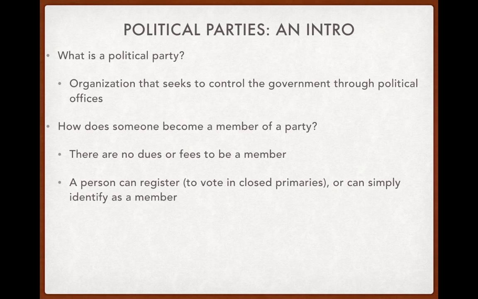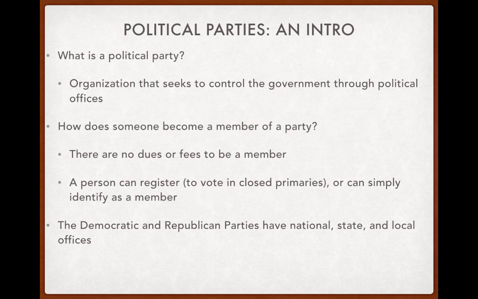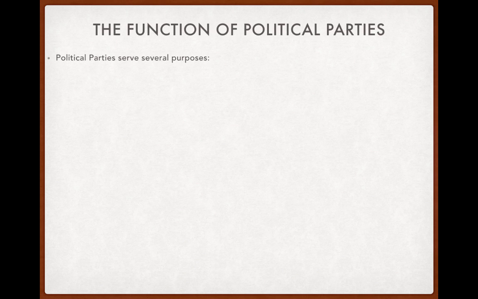Or you could simply identify as a member. If I want to say I'm a Republican, I'm a Republican. If I want to say I'm a Democrat, I am a Democrat. I can register if I choose, but I can still choose not to and simply identify as one. Now, the Democratic Party is represented by the donkey and the Republican Party by the elephant, and they have national, state, and local offices.